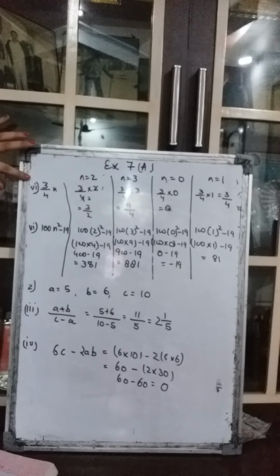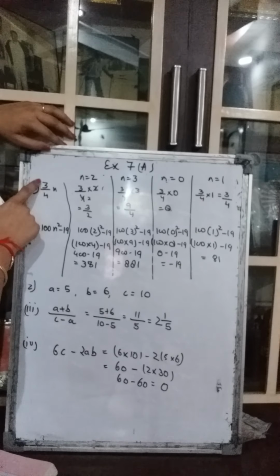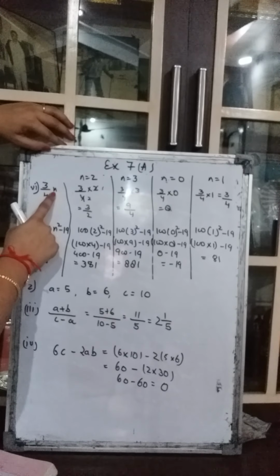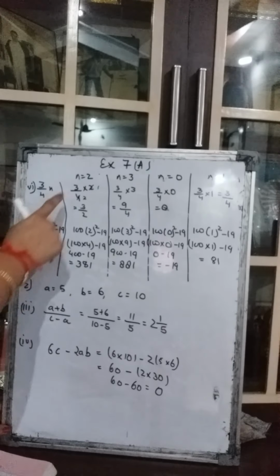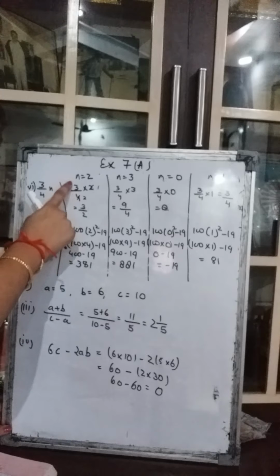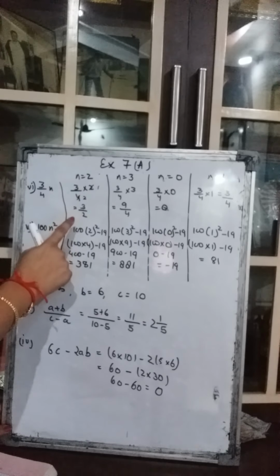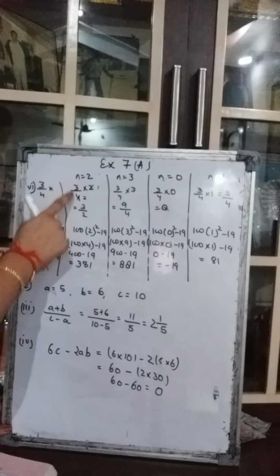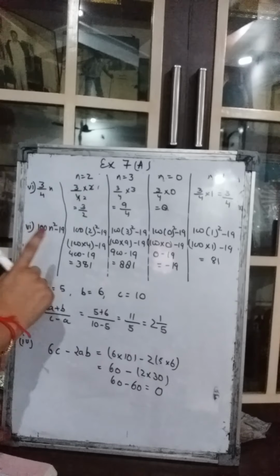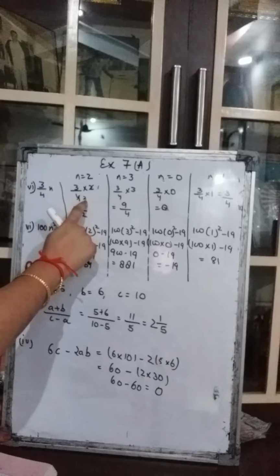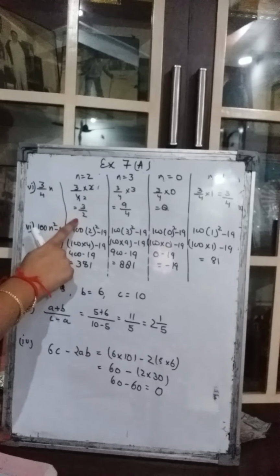Now we come to the sixth part, where we have to find 3 upon 4 into n. Here let's put the value of n. n is equal to 2. So this is 3 upon 4 into 2. Now the numerator and denominator can be cut, whether it is on this side or on top of the other. So 2 ones are 2, 2 twos are 4. So what is left here? 3 upon 2 is left.